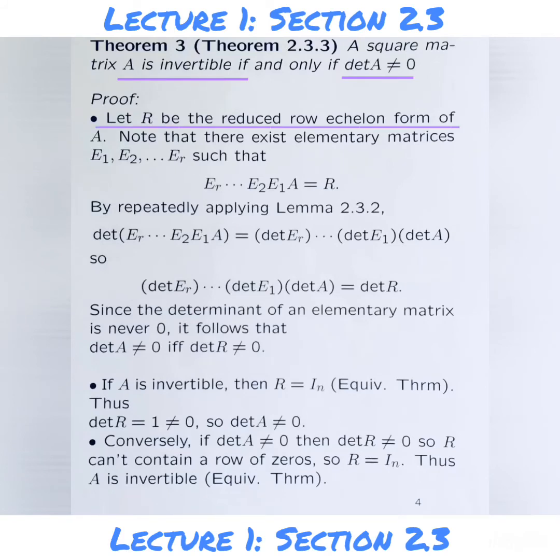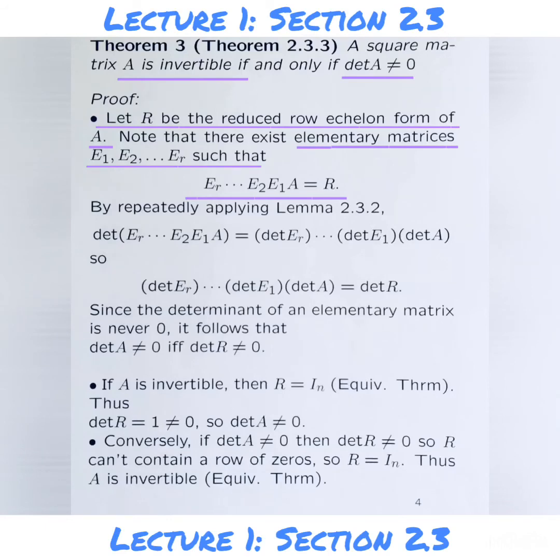Okay, now to prove this, we take R to be the reduced row echelon form of A. And remember that we can find a sequence of elementary matrices that we can successively apply to A, and that will eventually lead to its reduced row echelon form. Remember, each elementary matrix is obtained using exactly one row operation on the identity matrix. Now, applying the successive product to A is equivalent to applying a row reduction successively.